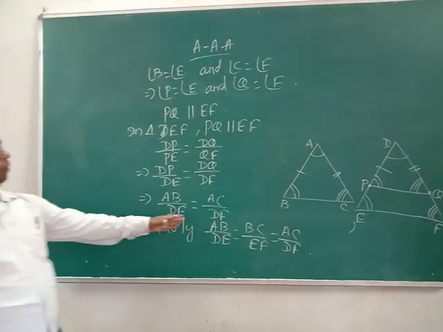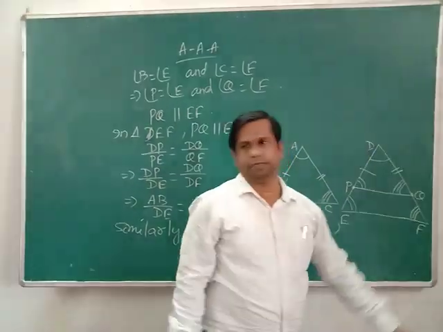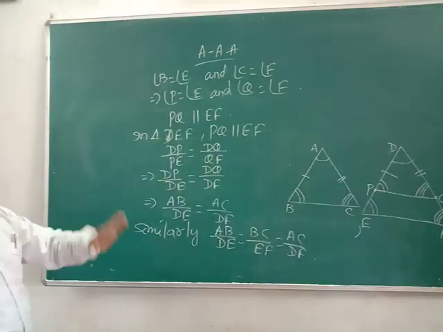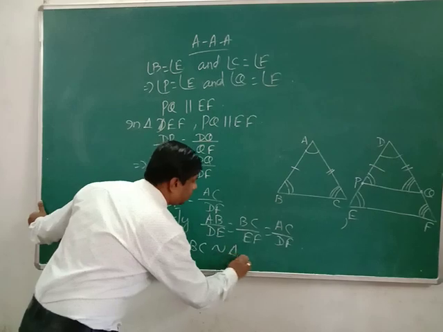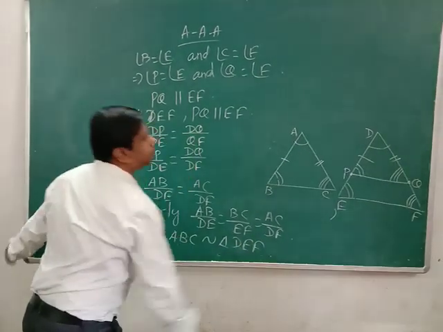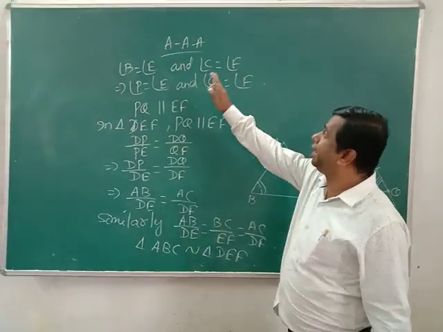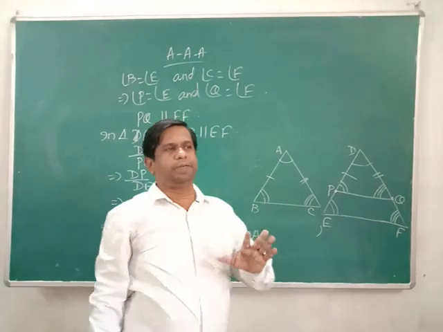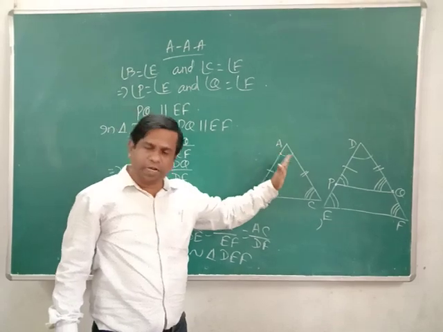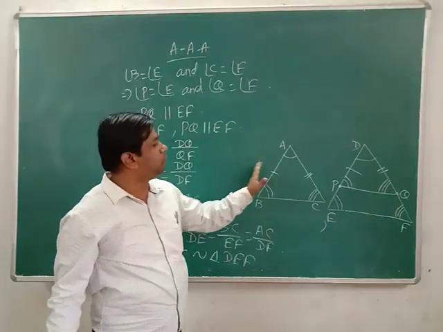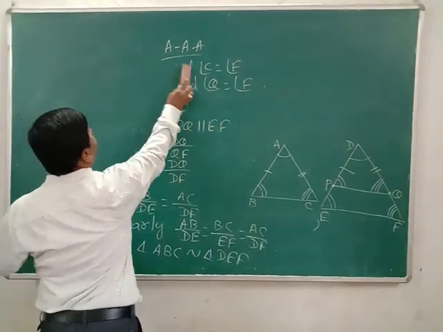So AB upon DE, AC upon DF, BC upon EF. That means corresponding sides are in the same ratio. So we can say that triangle ABC is similar to triangle DEF. So this is the first criteria. What is the first criteria? Angle, angle, angle. If the three angles of a triangle are equal to three angles of another triangle, their corresponding sides are in the same ratio and they will be similar to each other. So this is the first criteria.